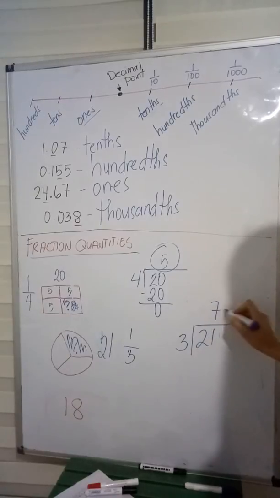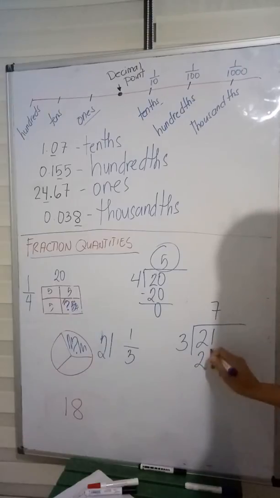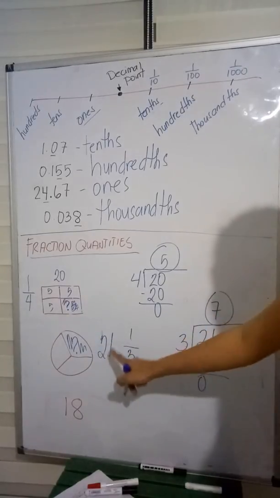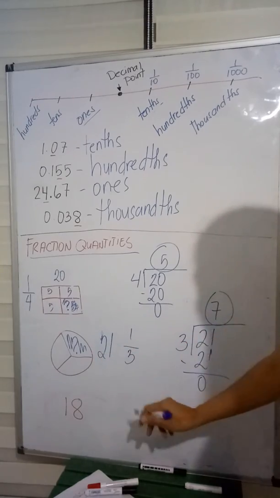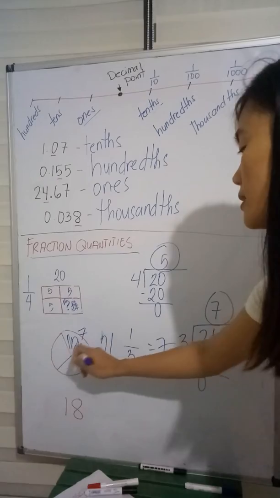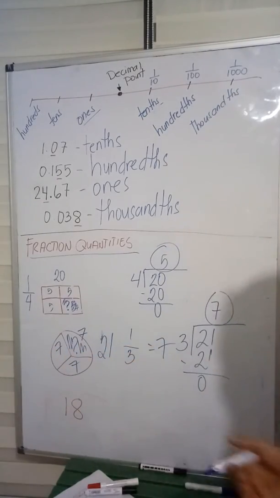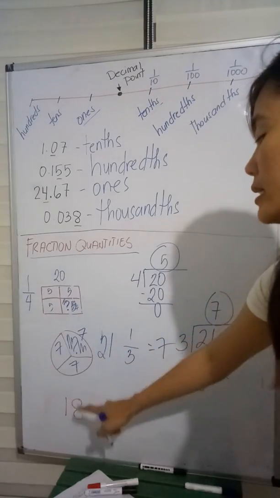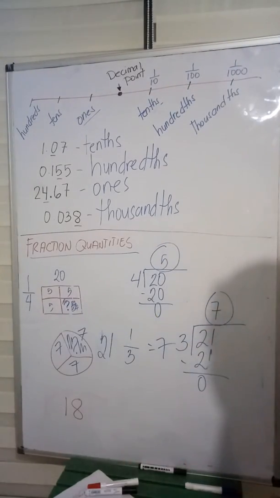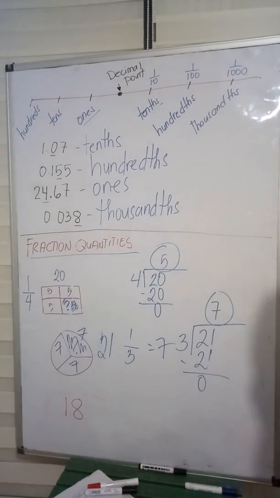There are 7 3s. So the normal division, 7 times 3 is 21. Take away, 0. So the answer is 7. So 1/3 of 21 is 7. So this value is 7. This side is also 7. This side is also 7. If you're going to count, it's 7, 14, 21. That's why the total value of the circle is 21. That's how we get the fraction quantities of the number.